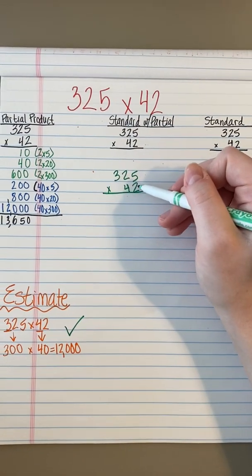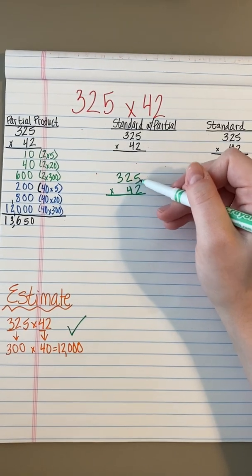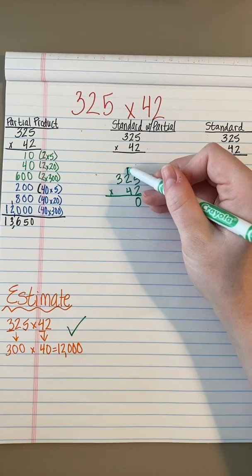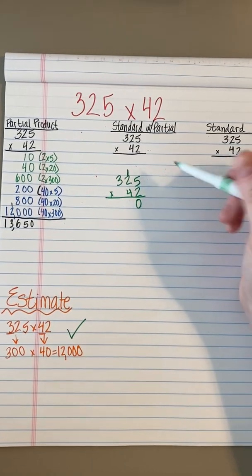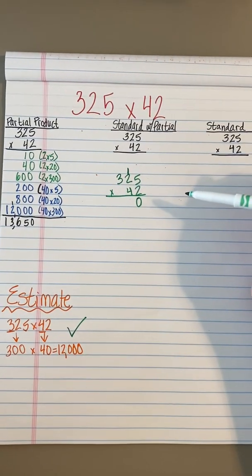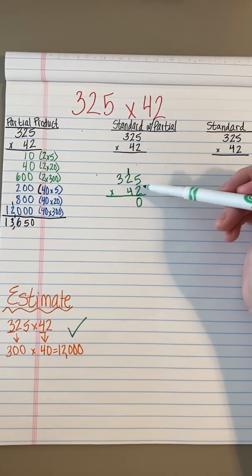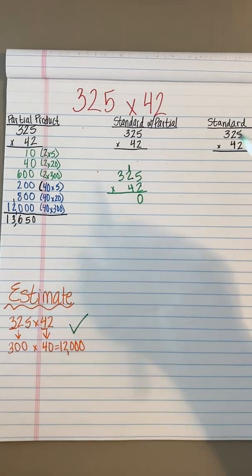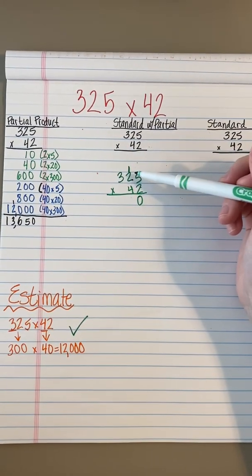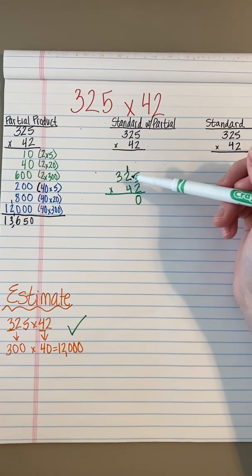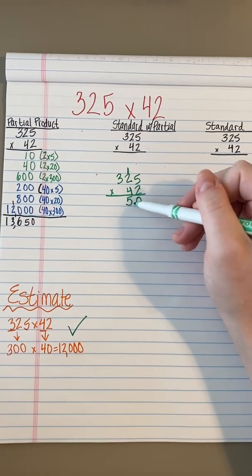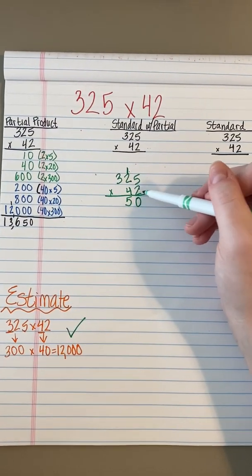So we have 2 ones times 5 ones. 2 times 5 is 10. I'm going to regroup that 10 above my 2 tens here so I can add it in when we get there. 2 ones times 2 tens is 4 tens or 40, and 1 more 10 would be 5 tens or 50. So I'm going to put my 5 here representing my 5 tens.